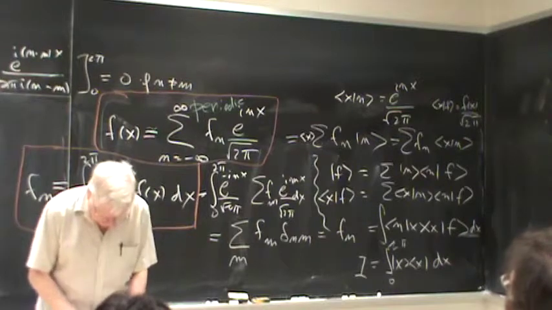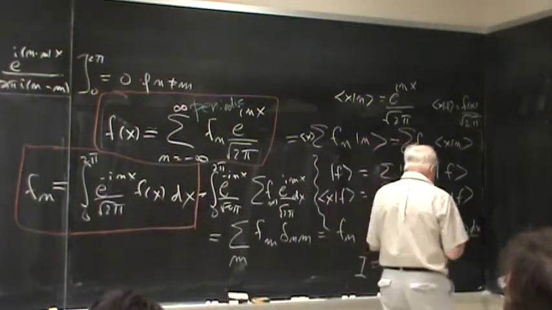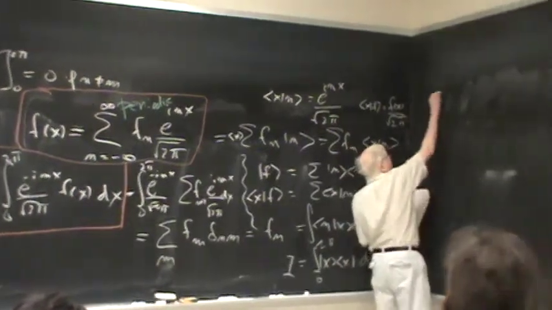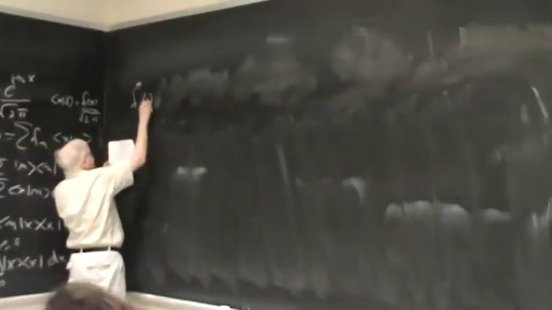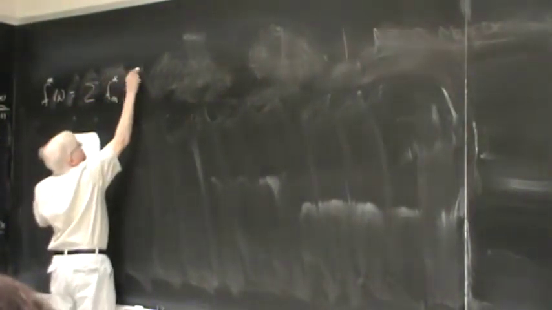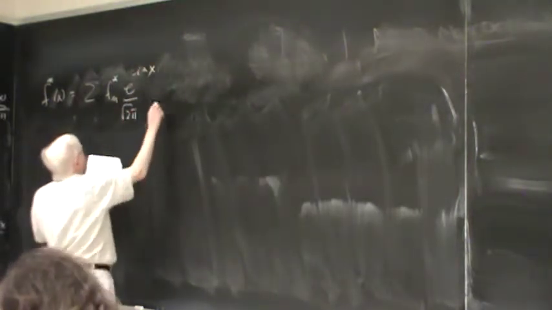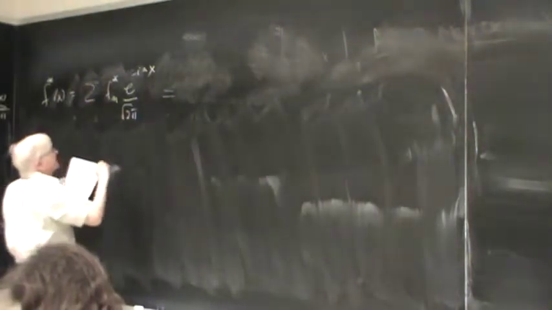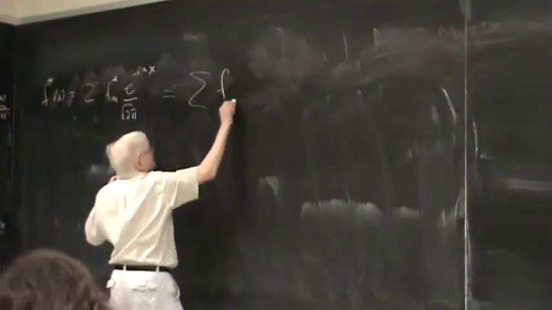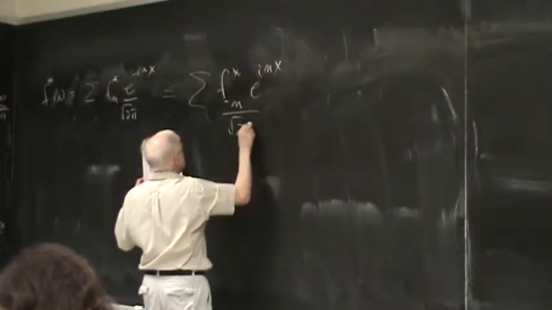Okay, so now let's look at some of the details. Some of the details are, for example, what about the complex conjugate function? Well, f star of x would then be a sum of f star n e to the minus i n x over root 2 pi. And if we change n to minus n, we can say this is a sum of f minus n star e to the i n x over root 2 pi.